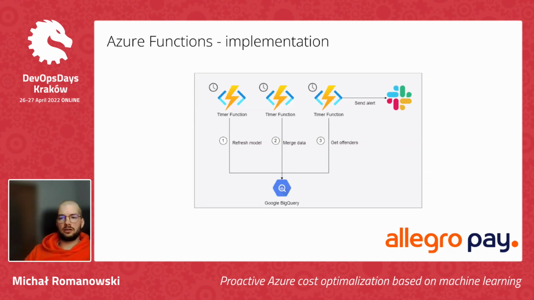The whole process of the cost analysis is orchestrated by Azure Functions, which are executed on a trigger. Firstly, we've got the function that is refreshing the model, then the function that is meant to merge the data. And in the third step, we are getting the offenders and sending an alert to one of our Slack channels. And that Slack channel is monitored by us every morning.